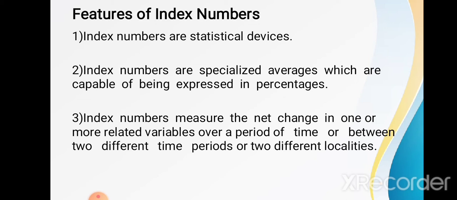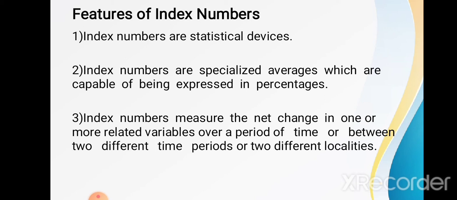Now come to the second feature. Index numbers are specialized averages. It is a specialized form of average. You know the averages, that is mean, median, mode and all that. Among those, the index number is a specialized average which is capable of being expressed in percentage. So this average can be expressed in percentages.